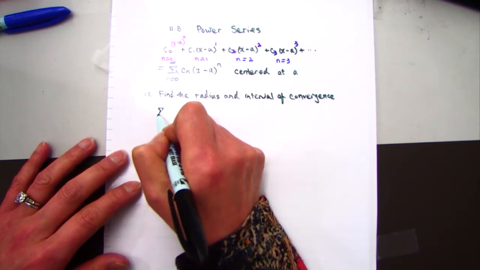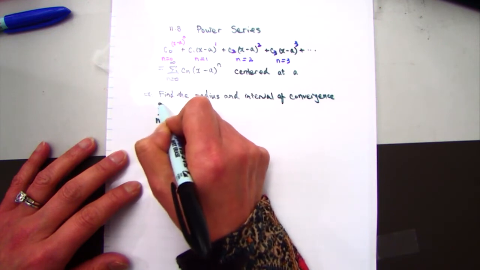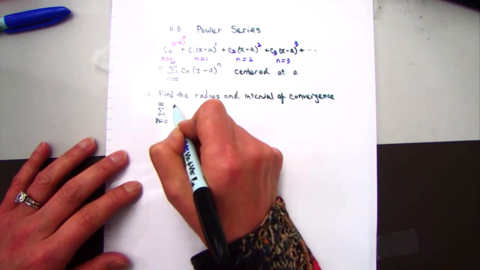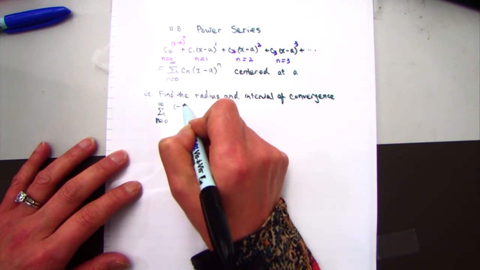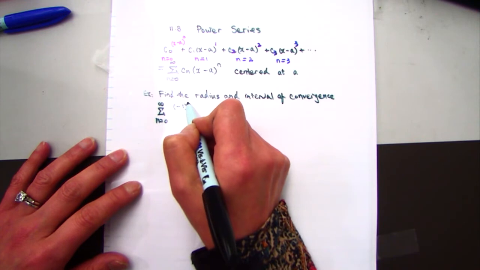Here is a power series. Look at the coefficient part. That is the C sub n. That is the part without x involved.